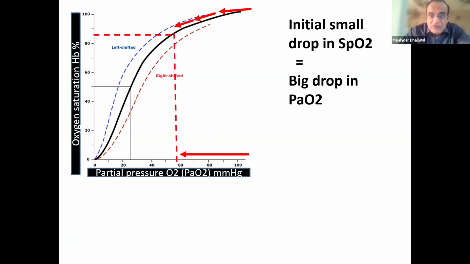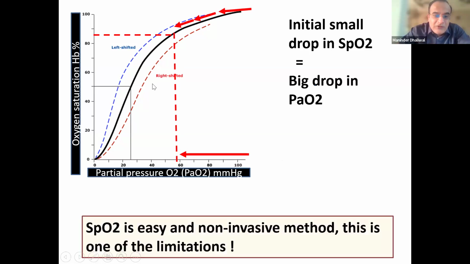Okay. So with an initial small drop in SpO2, there can be a big drop in PO2. It can fall from 500, because you do not know what the PO2 was, to a PO2 of 60. But when the PO2 becomes 60, saturation is around 85. After that, when it falls, the fall will be almost linear. So SpO2 is an easy non-invasive method.